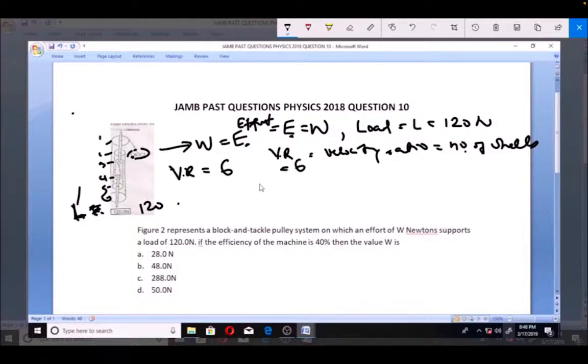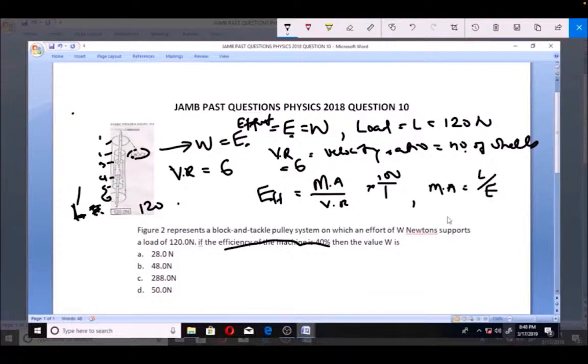Now, having all this, we can put the formula for efficiency, because efficiency is given to us here as 40%. So efficiency, we all know in this calculation, is MA all over VR times 100 over 1. And we all know that MA, mechanical advantage, is equal to load over effort. So with this, we can do this calculation effectively.